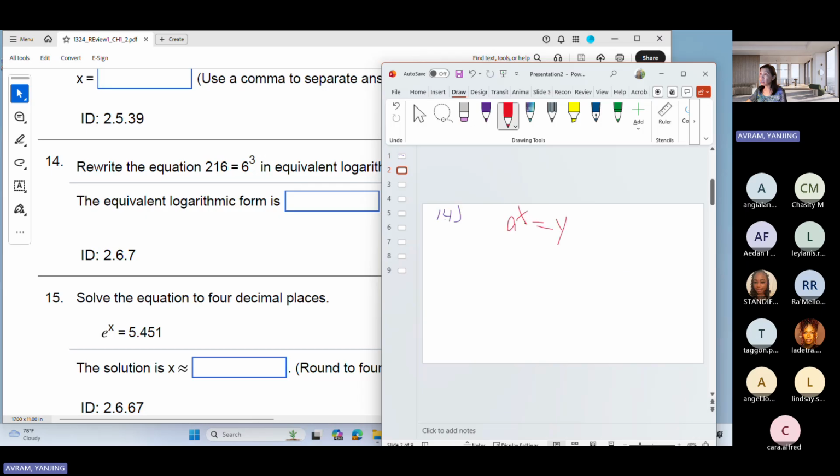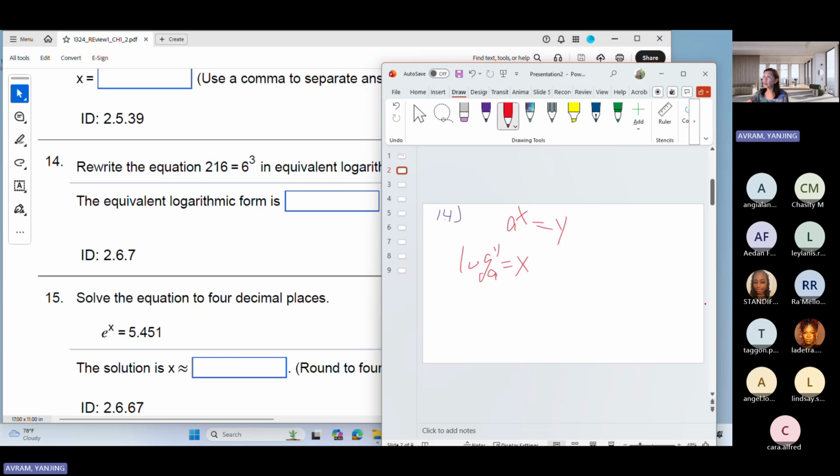this x here is the exponent. I want to write down the log. So this is equivalent to this one. The base is the base. The base in the exponential equation is also the base in the log. And the exponent is the logarithm, which is going to the right side. All right, and then this y here will be going here.